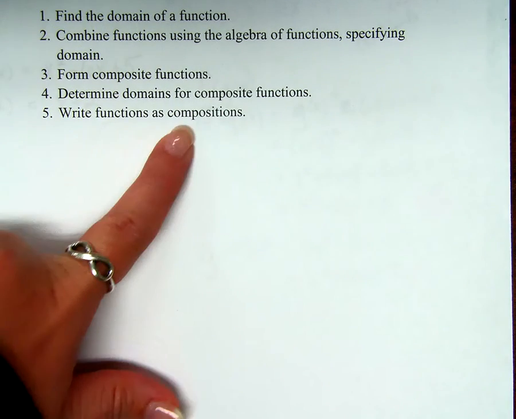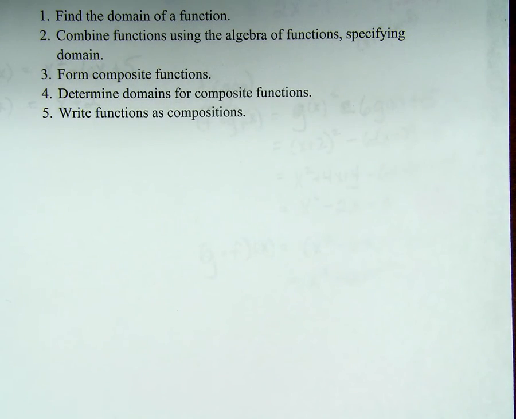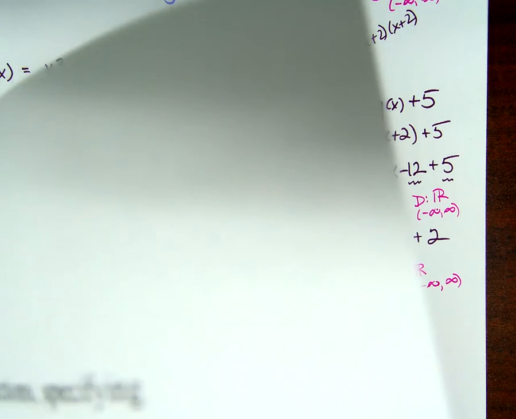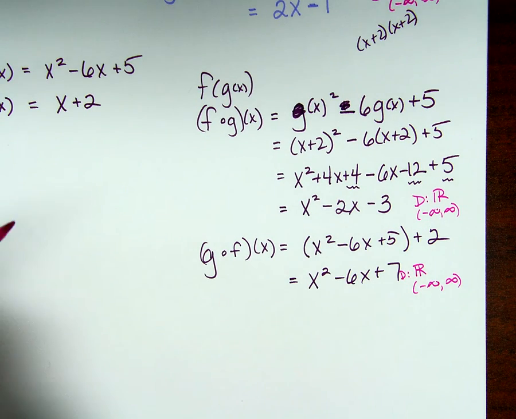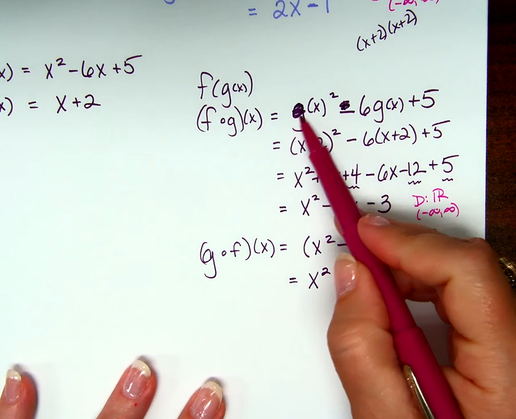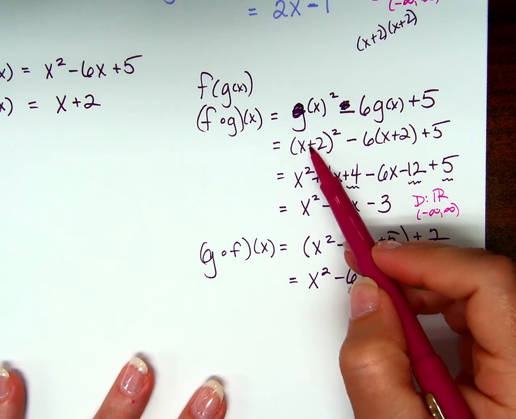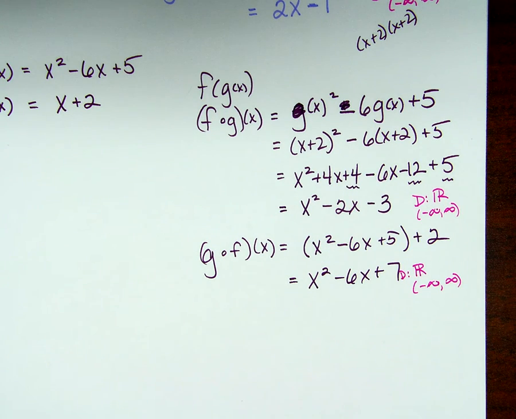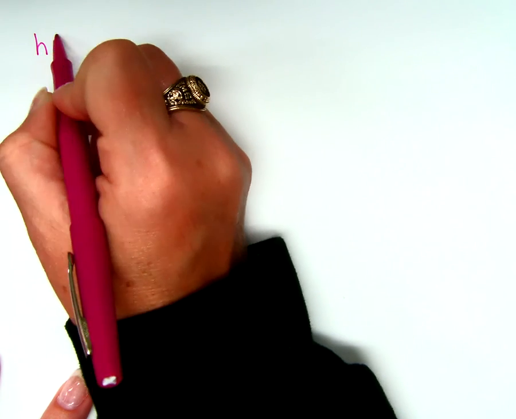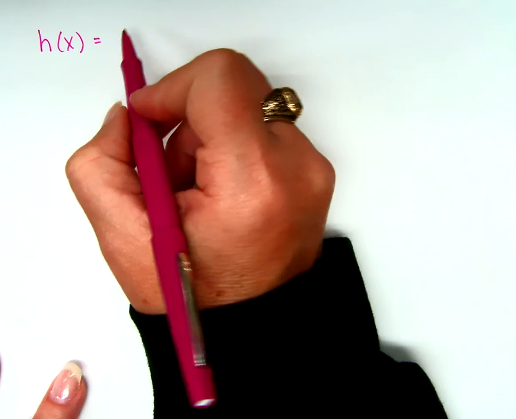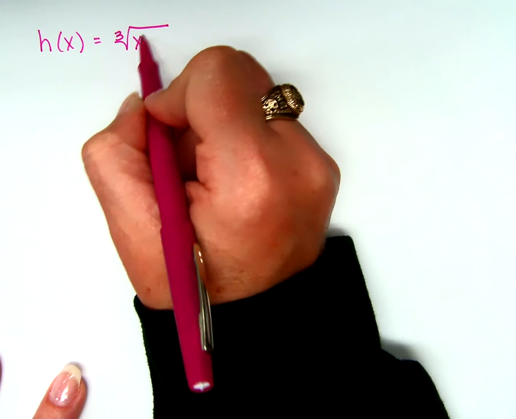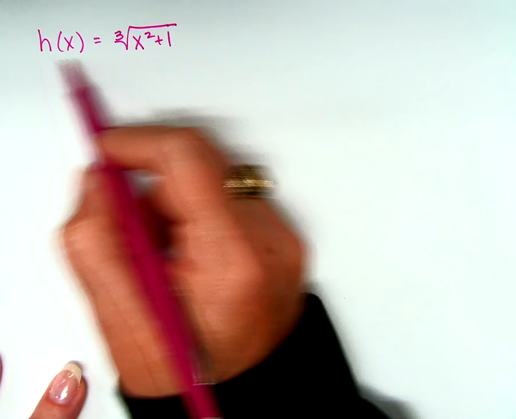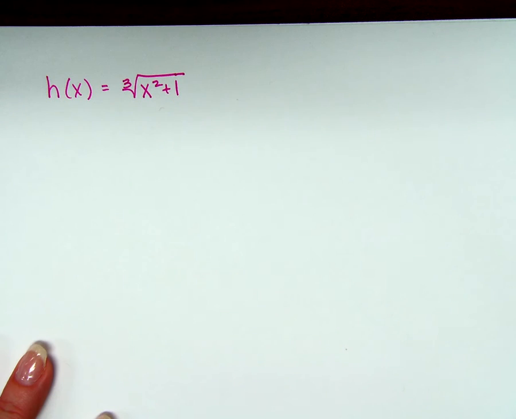Write functions as compositions. Well, that's what we were just doing. Okay, writing functions as compositions. And really what that was, was starting with the g of x and then putting in the function. Another way we can look at it is like this. If I tell you what h of x is, the cube root of x squared plus 1, can I write this function as an f of x and a g of x?